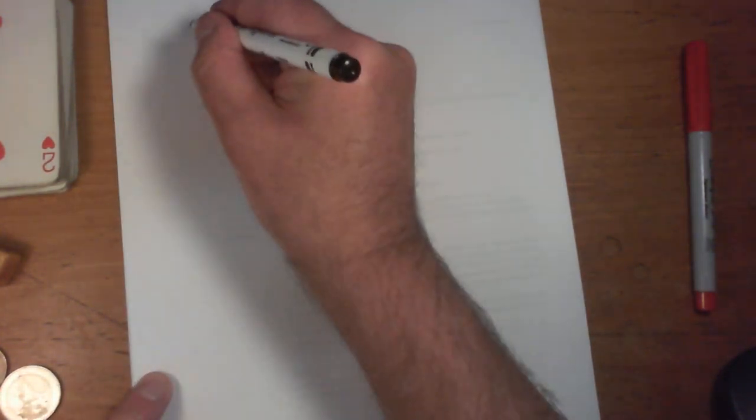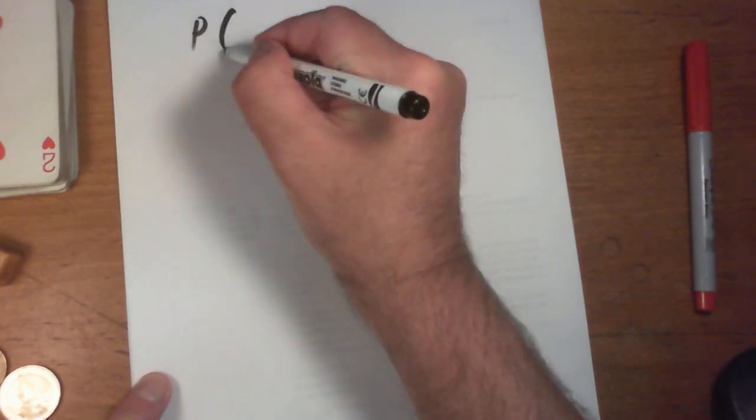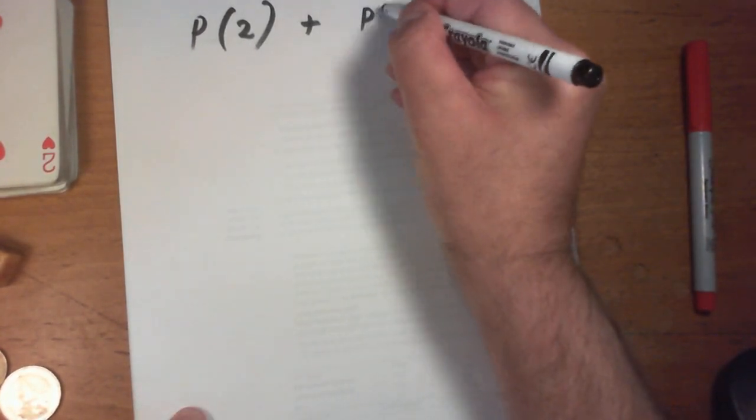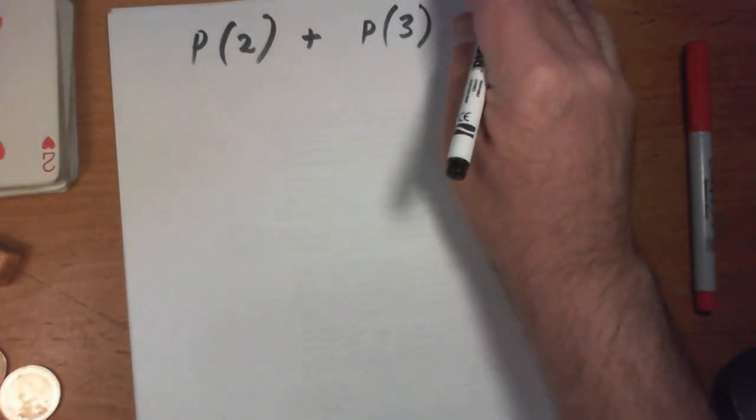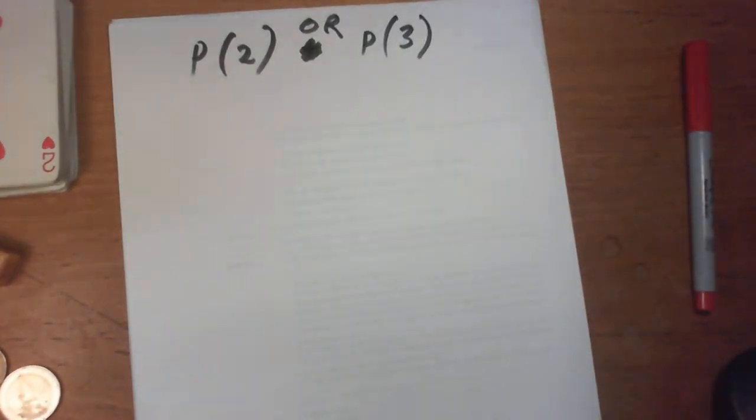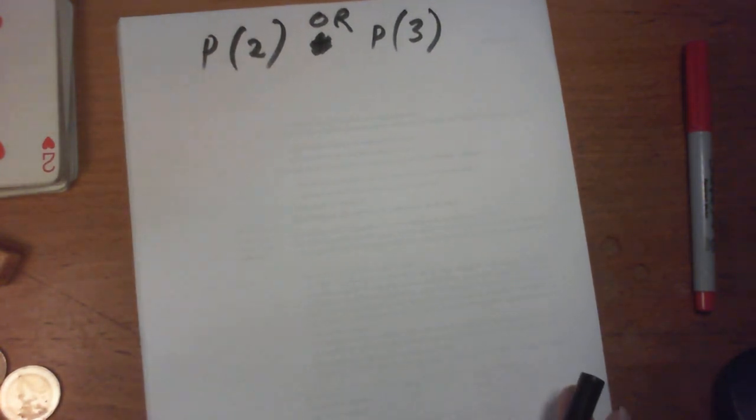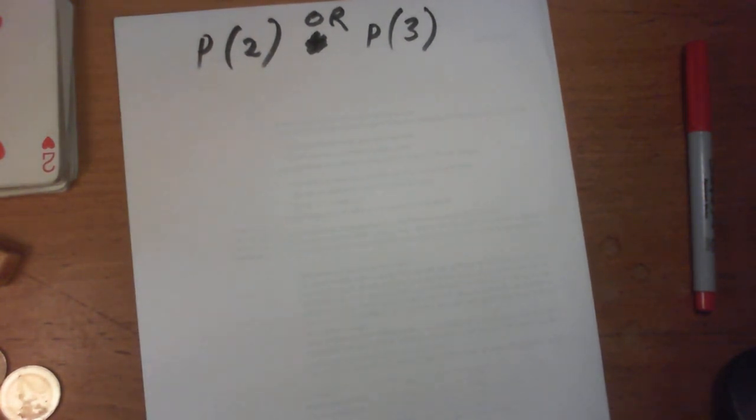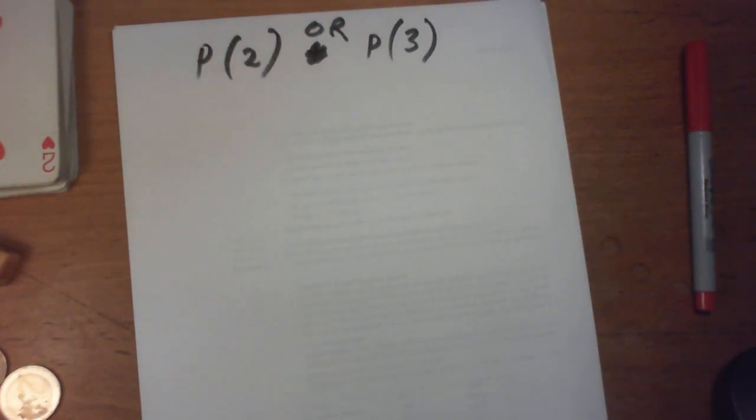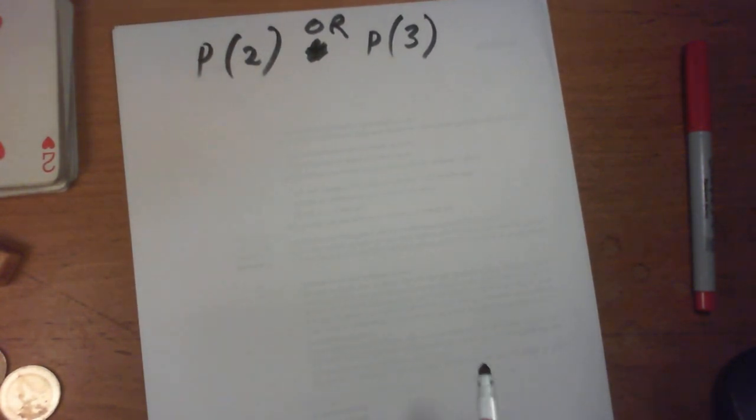Now, the other scenario you'll come across is something like with a pack of cards. I pick a card from a pack. What's the probability that the card I've picked is either a 2 or a 3? Well, the rule here is that you add them.